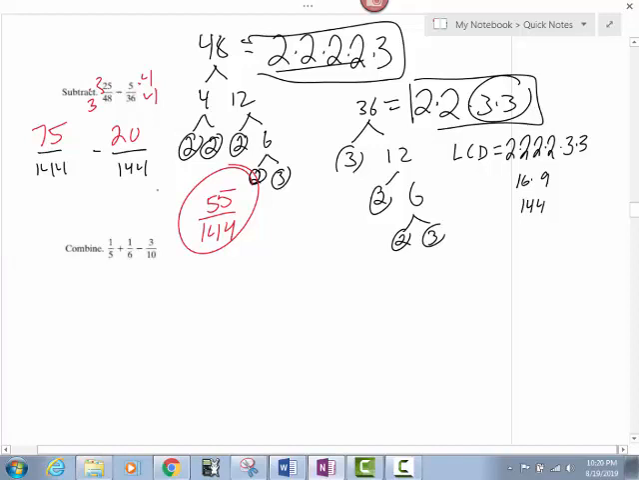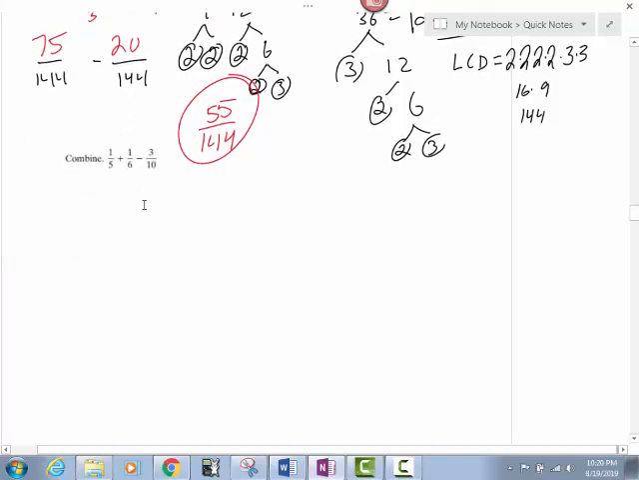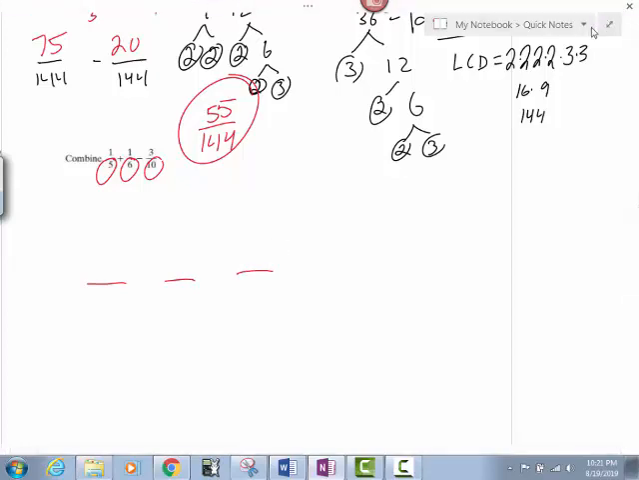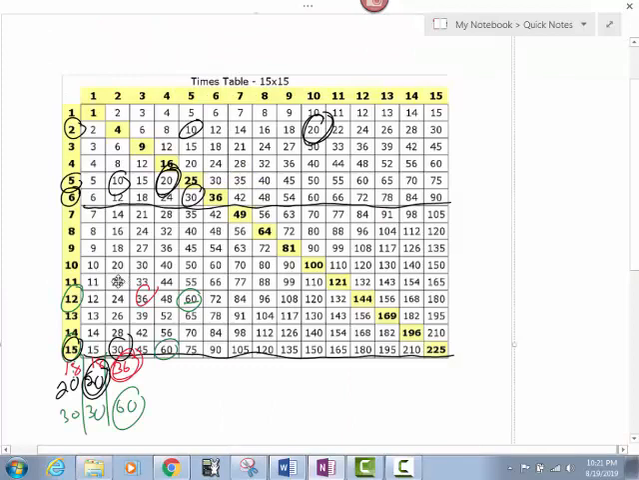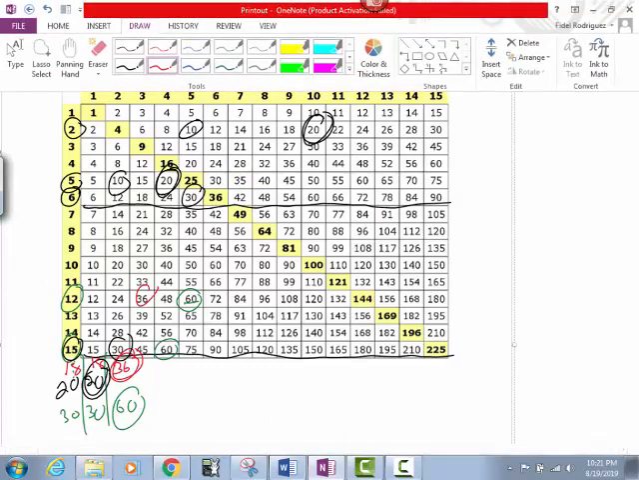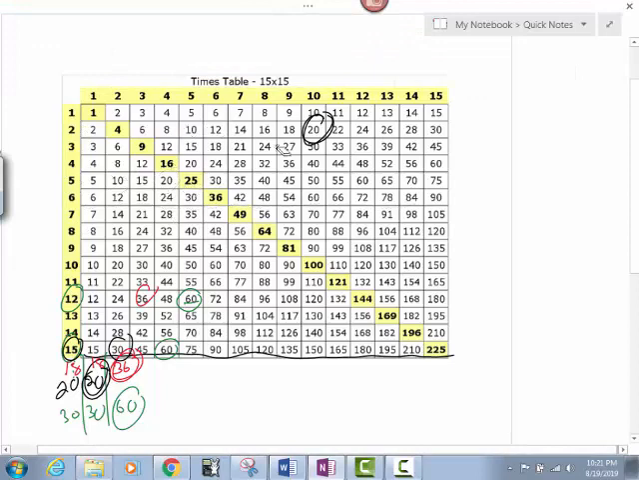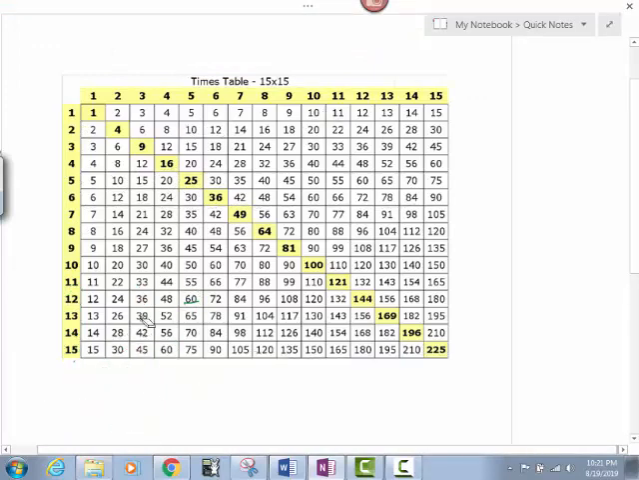Let's take a look at this last problem. So again, 5, 6, and 10. I'm going to look at those three numbers, 5, 6, and 10. So let me come back to my table. Because it got kind of messy, I want to clean it up. Okay, there we go. So we're looking at 5, 6, and 10. There we go. 30 is our least common denominator.